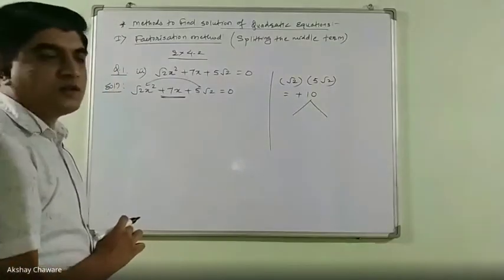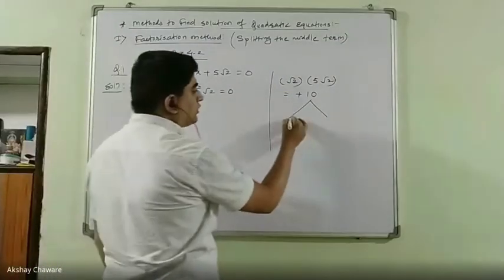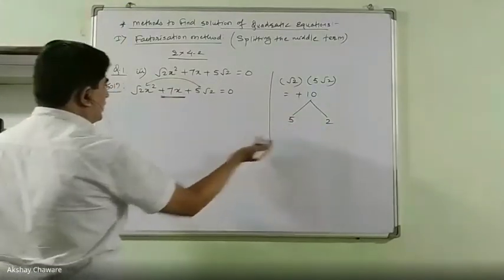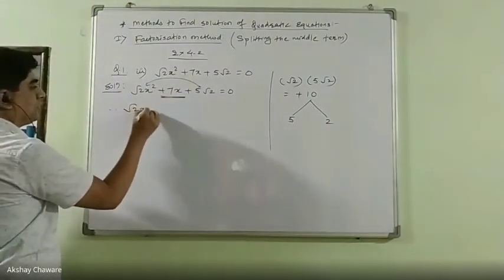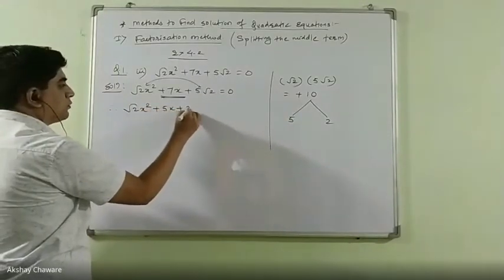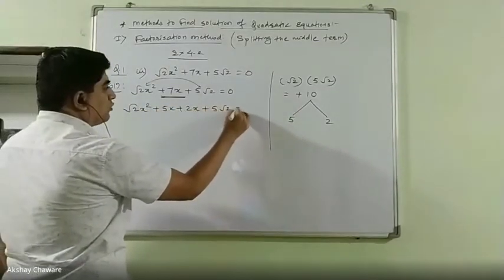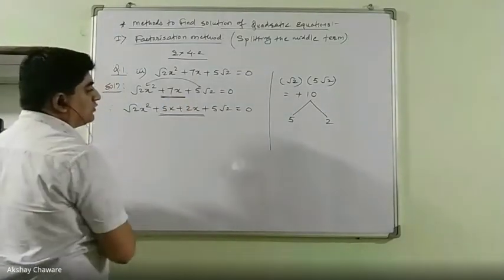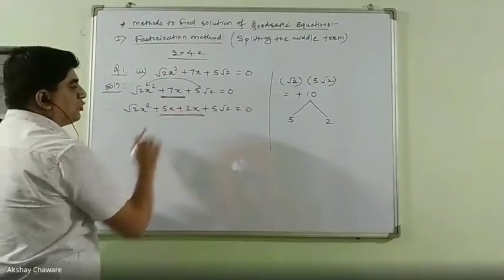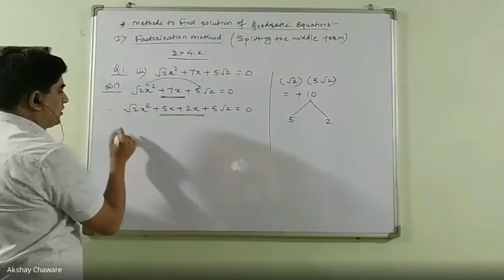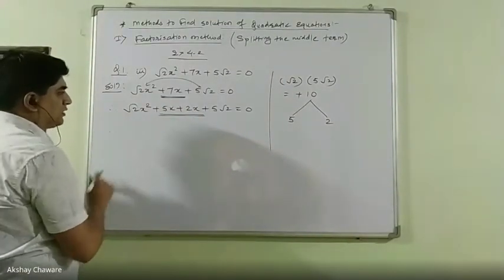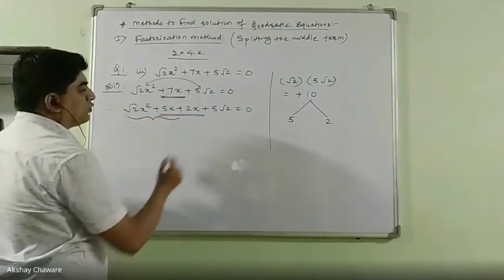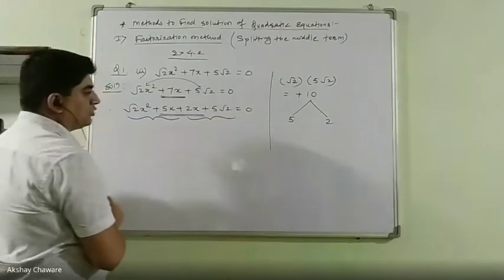So again the factors will be what? 5 and 2. 5 twos are 10 and 5 plus 2 is 7. So we will attach the variable here. The next step will be root 2x square plus 5x plus 2x plus 5 root 2 is equal to 0. So here this 7x is split into these two terms, that is 5x and 2x. And then we will apply the grouping method, meaning root 2x square plus 5x is one group and 2x plus 5 root 2 is another group.